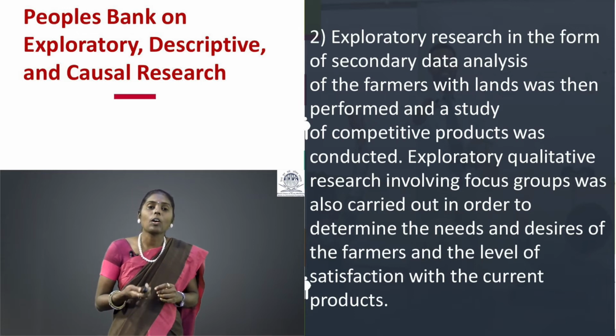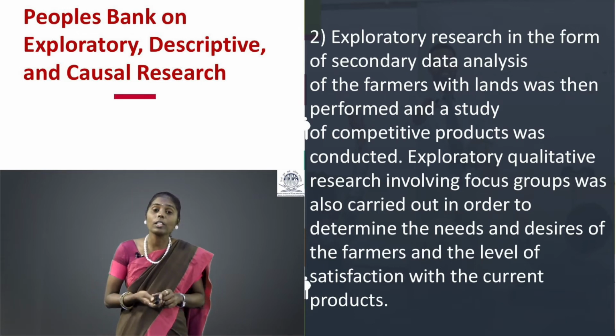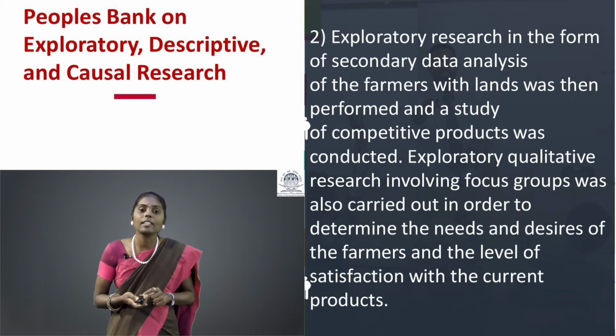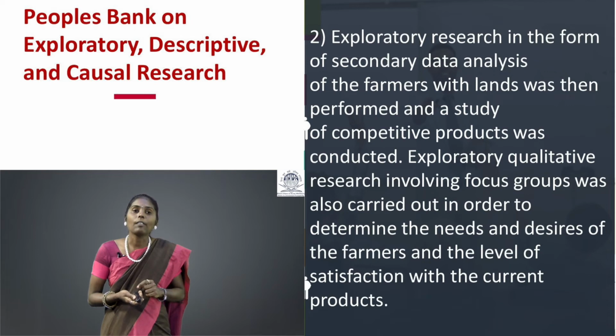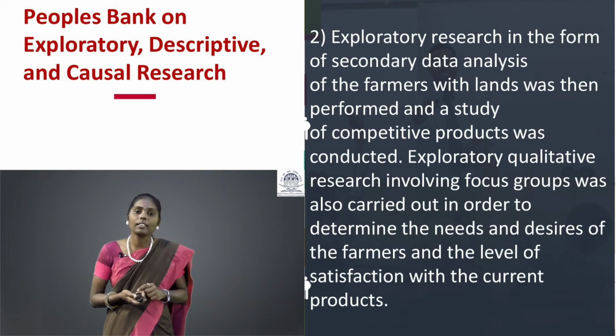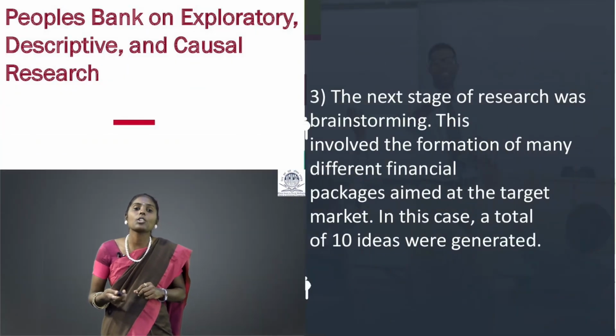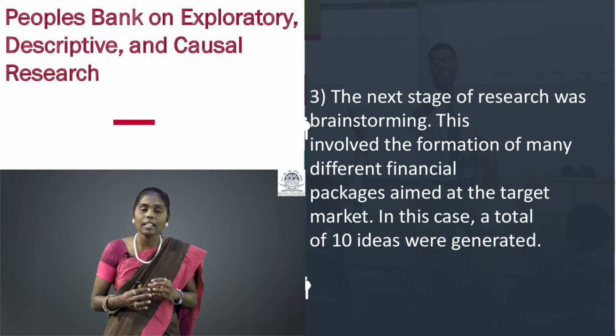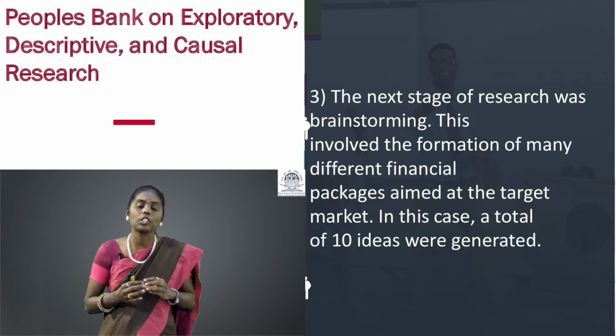The exploratory qualitative research involving focus groups was also carried out in order to determine the needs and desires of the farmers and the level of satisfaction with the current products. And the next stage of research was brainstorming. This involved the formation of many different financial packages aimed at the target market. In this case, a total of 10 ideas were generated.